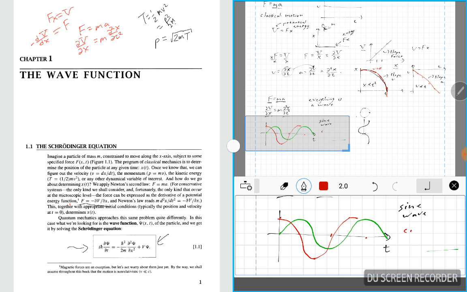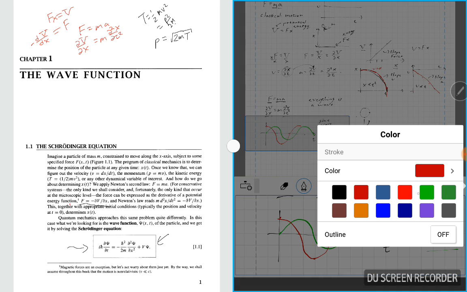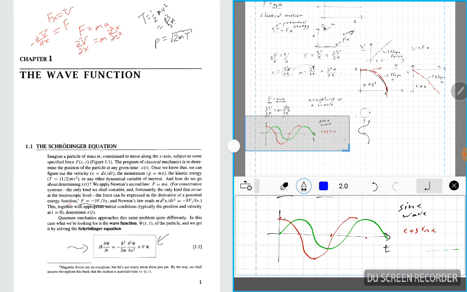So I get a cosine wave. My derivative of a sine wave is a cosine. If I take the derivative again, I see that my derivative here is 0. My derivative here is very steep and it's negative. My derivative here is 0. My derivative here is very steep and it's positive. And my derivative at this point is 0.